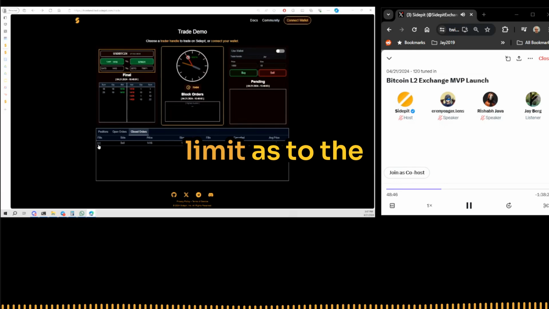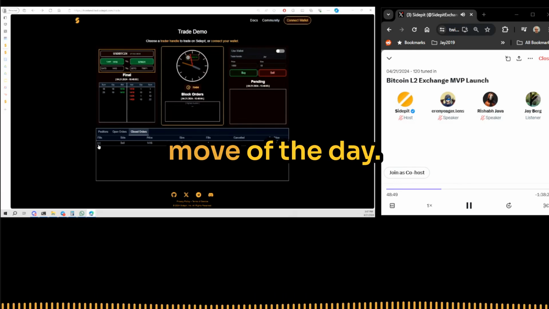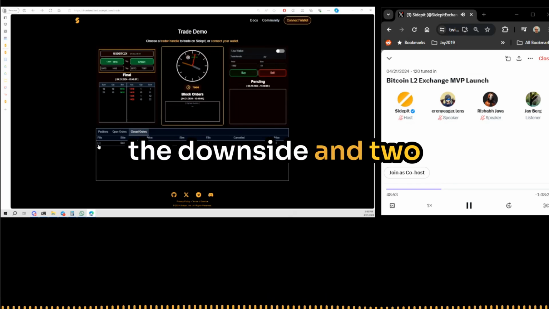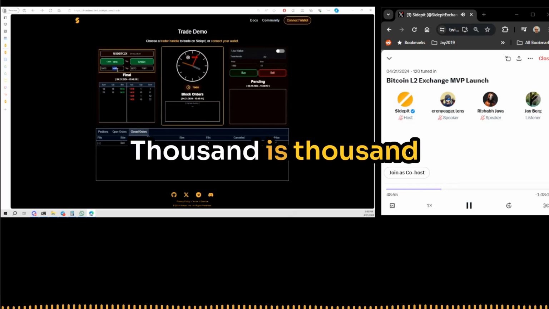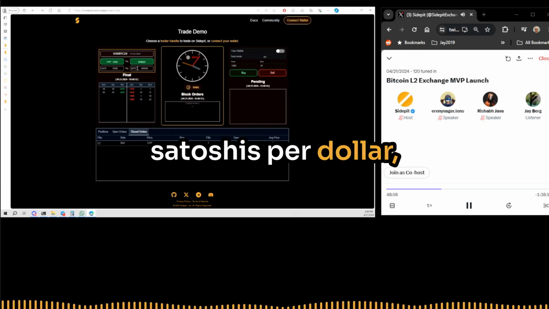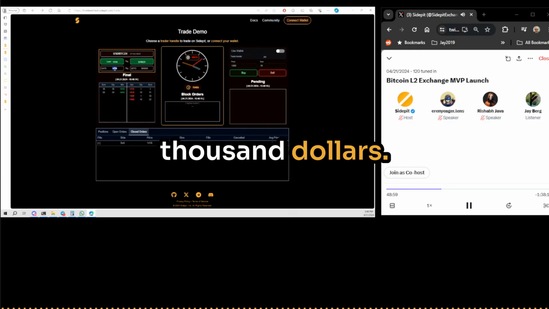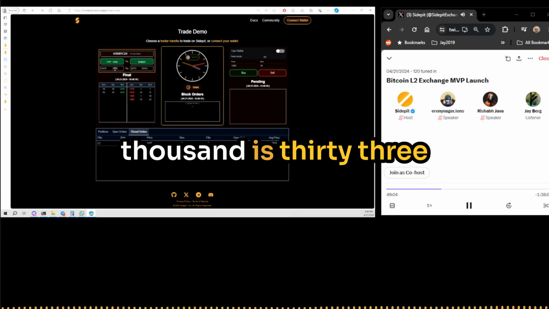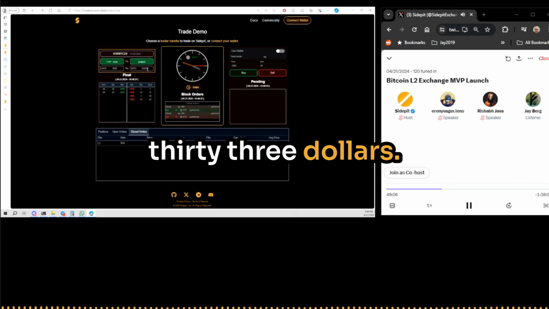So there's a theoretical limit as to the move of the day. And today, the limit is 1,000 on the downside and 2,000 on the upside. 1,000 is 1,000 satoshis per dollar, which is $100,000 for Bitcoin. 3,000 is $33,333.